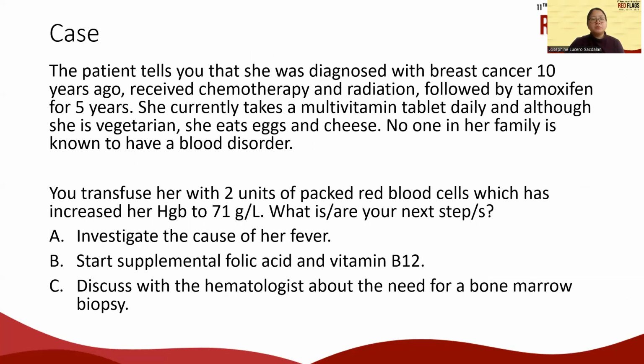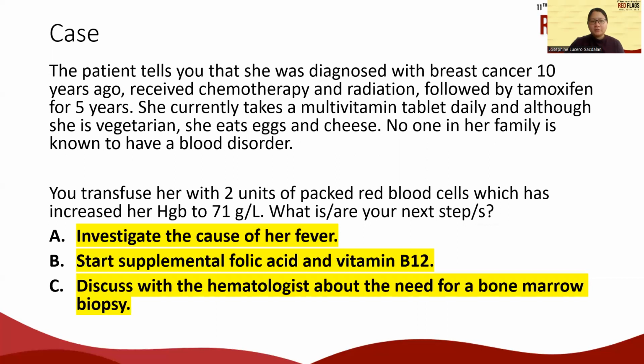You transfuse her with 2 units of packed red blood cells, which has increased her hemoglobin to 71. What are your next steps? A, investigate the cause of her fever. B, start supplemental folic acid and vitamin B12. C, discuss with the hematologist about the need for a bone marrow biopsy.